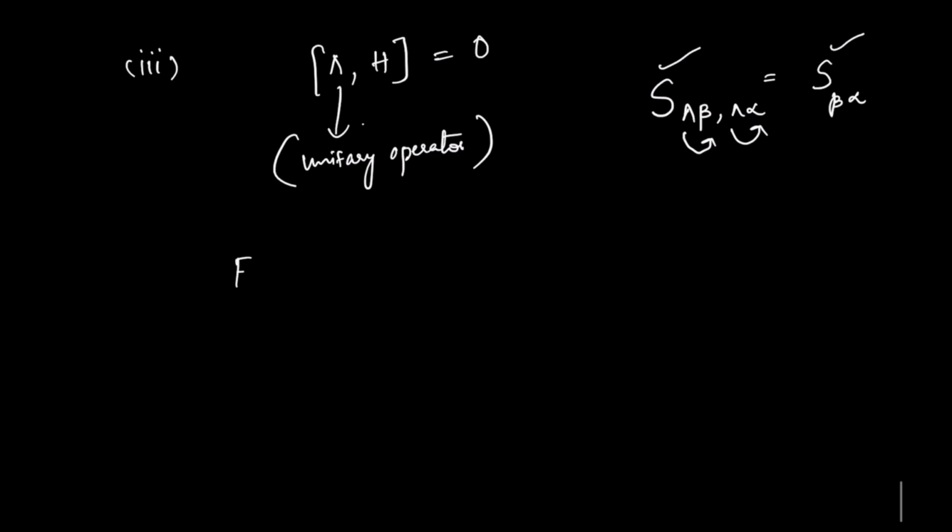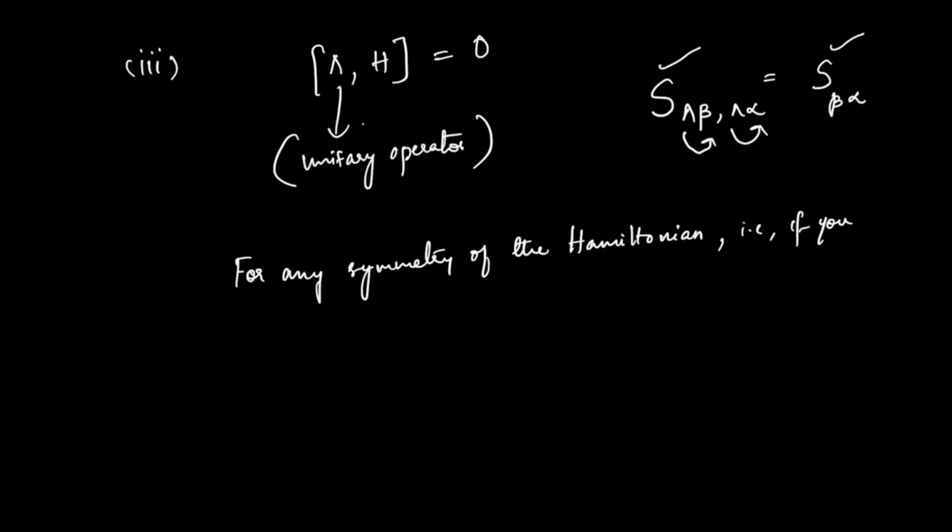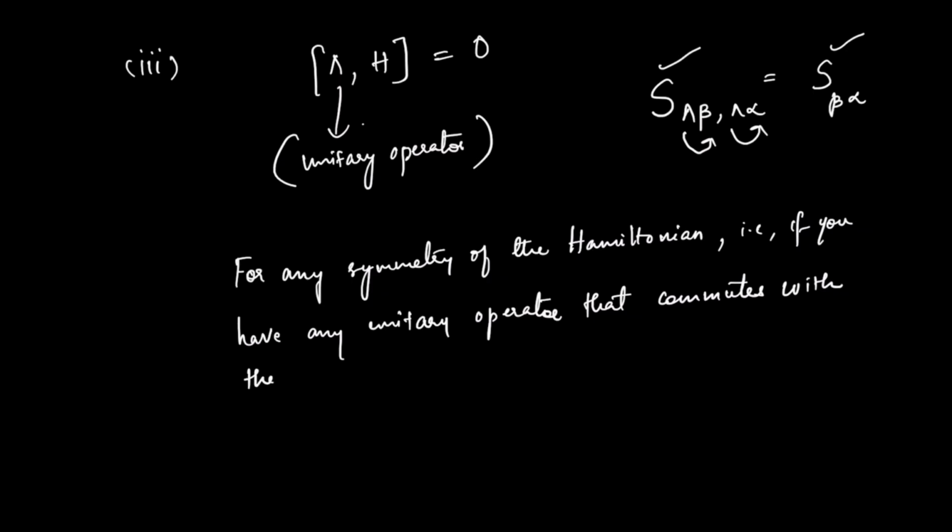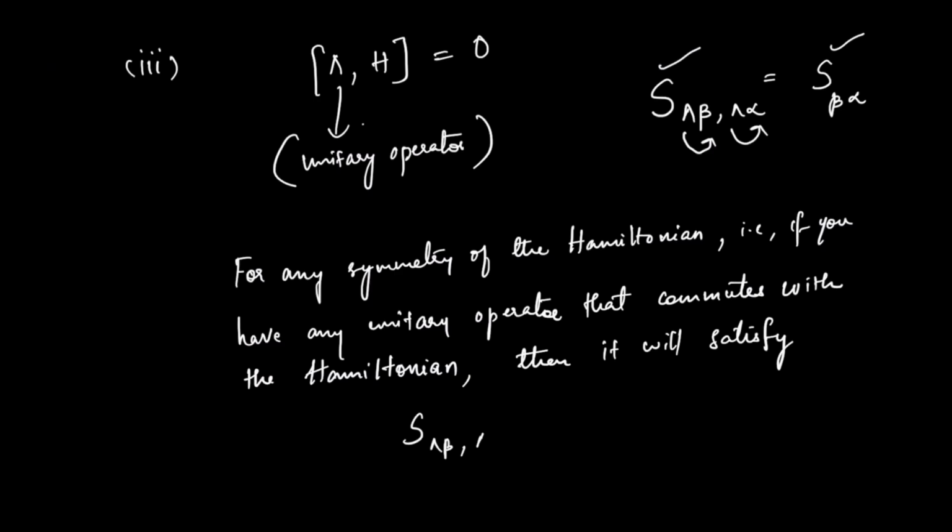So for any symmetry of the Hamiltonian, that is, any unitary operator that commutes with the Hamiltonian, it will satisfy S of lambda beta, lambda alpha is equal to S beta alpha.